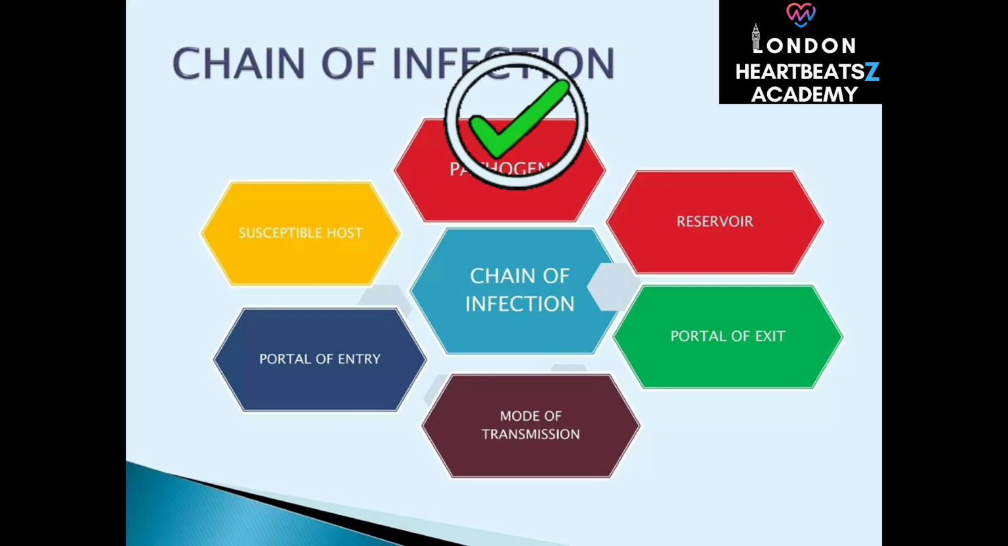Right. What's next? Next, we need a reservoir. That's basically where the pathogen lives, survives, and multiplies. It could be a person, an animal, even something in the environment, like contaminated water. So the reservoir is like the pathogen's home base. Exactly.